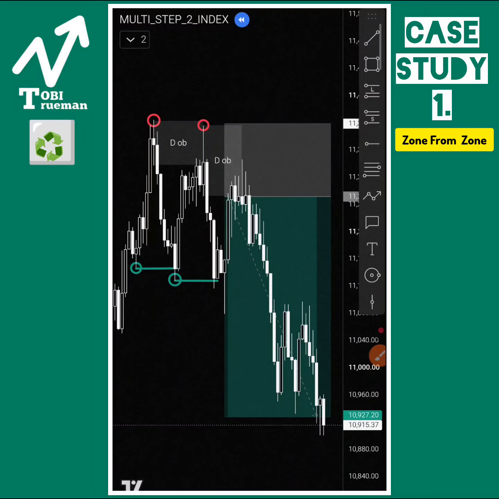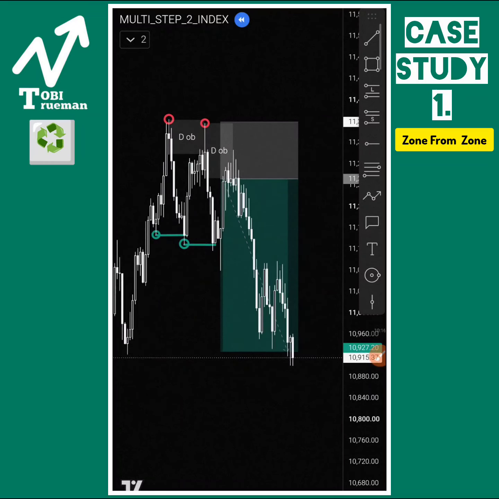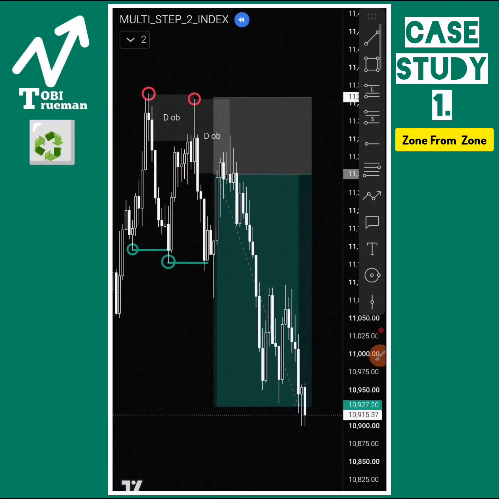I hope the explanation is very easy to understand. The only work you have to do here is, when you have identified zone 1, be patient for zone 2 to give us the signal, and when you have a signal on zone 2, you can enter the trade accordingly. That is just how you can trade this strategy of zone from zone.